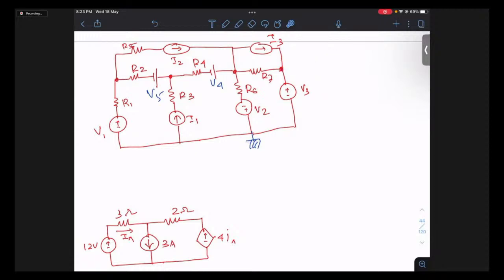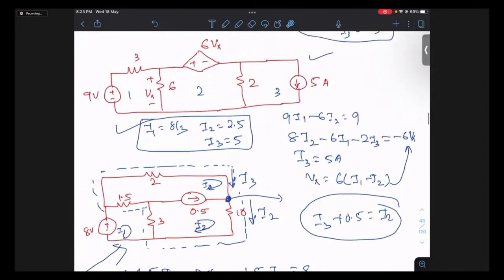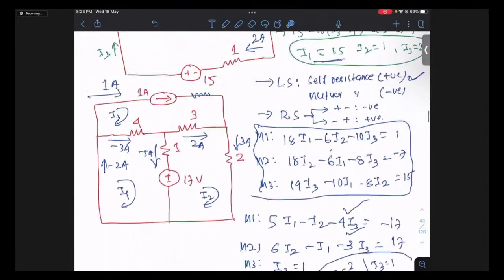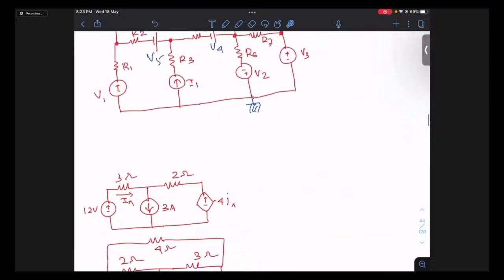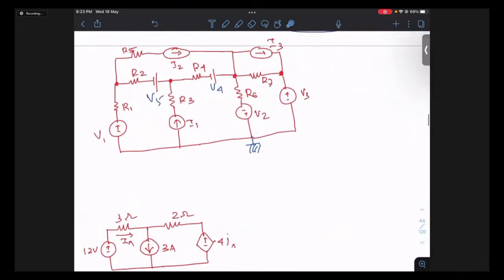In the mesh analysis case, our goal was to get the mesh currents, and I have already shown you that if we get the mesh currents, using them we can get any branch currents and any branch voltages. Here also the story is somewhat similar. Instead of targeting the various currents, we'll target the node voltages. The node voltages we can easily get by writing the nodal equations, which are basically KCL equations.